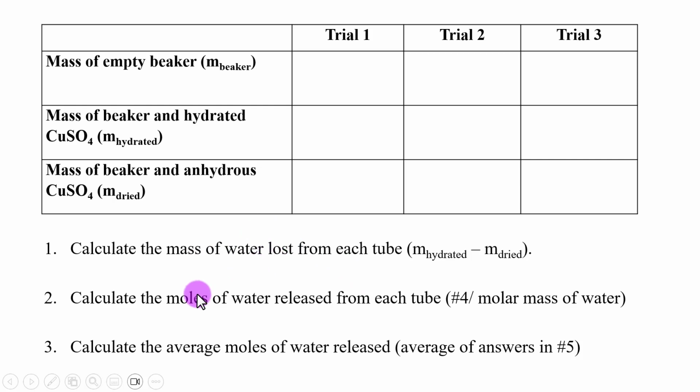during heating. Then you calculate the moles of the water that are released by taking the mass from part 4. This is supposed to be 4, 5, and 6. It somehow didn't translate. But you take the masses of the water that you found in part 4 and you divide by the molar mass of water to get the moles. Then lastly, you calculate the average moles of water just like you did for the copper 2 sulfate.